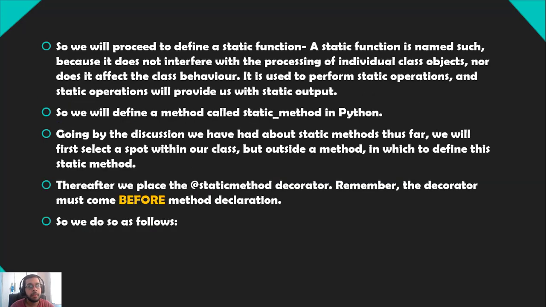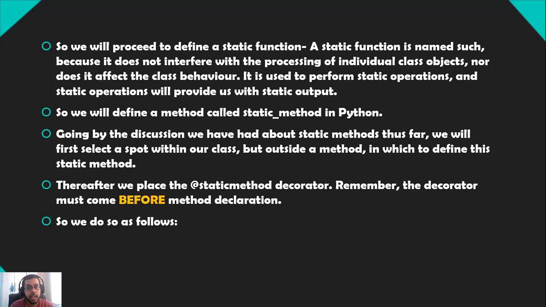So we will proceed to define a static function. A static function is named such because it does not interfere with the processing of individual class objects, nor does it affect the class behavior. It is used to perform static operations, and static operations will provide us with a static output. So we will define a method called static method in Python.